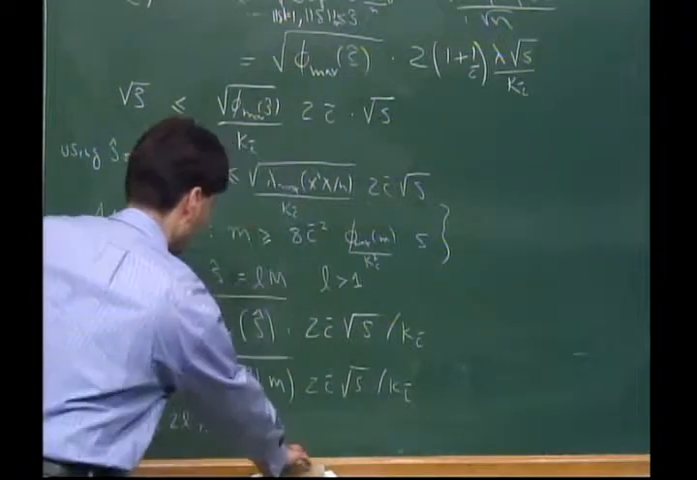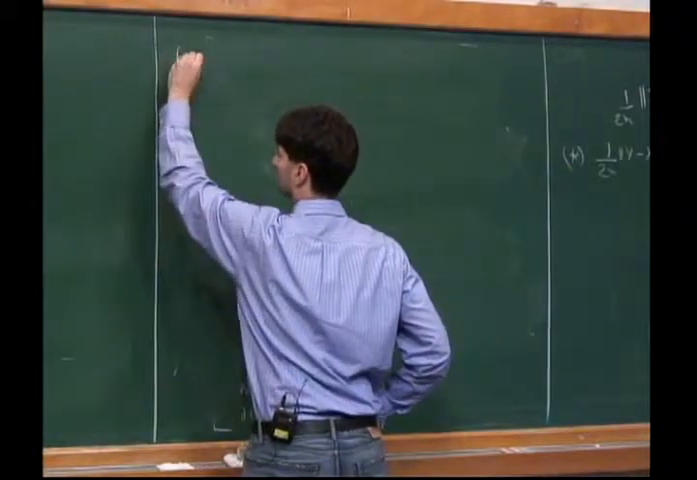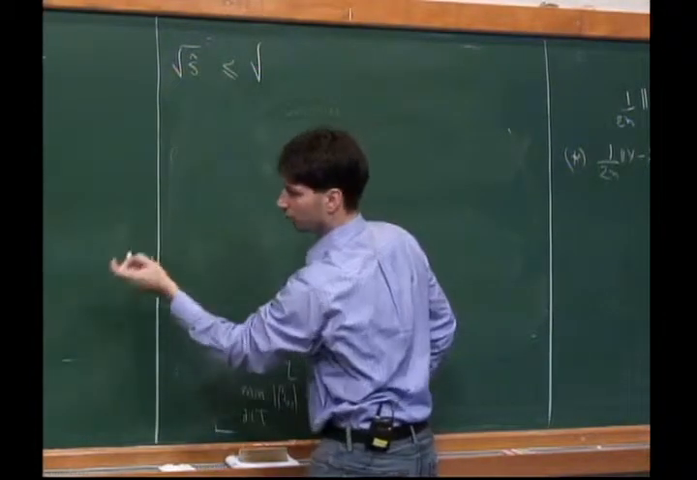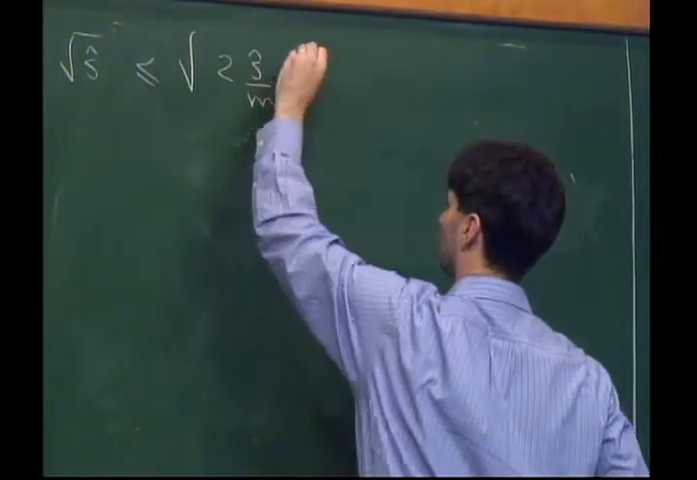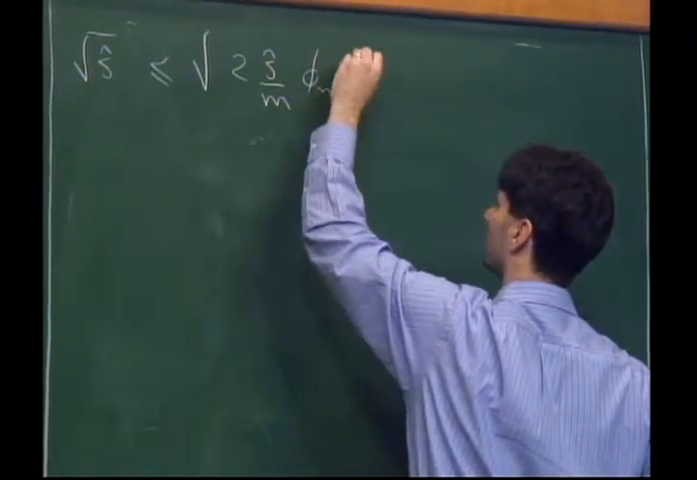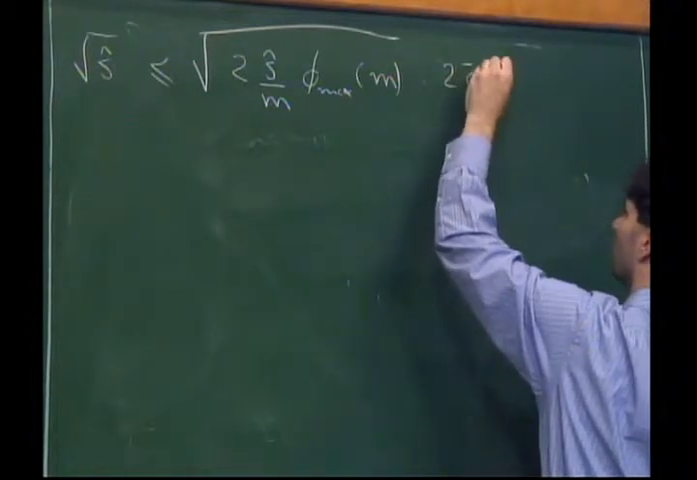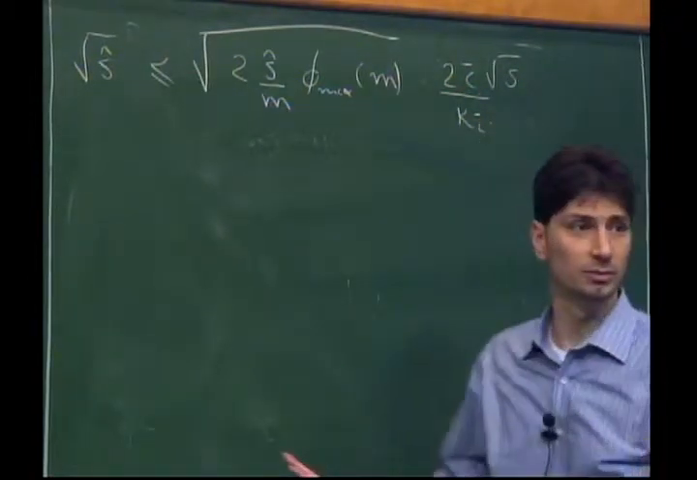Since this is bigger than 1, I can further upper bound it by the square root of 2 S hat over M, phi max of M, now times 2 C bar square root S over kappa. Does it make sense?